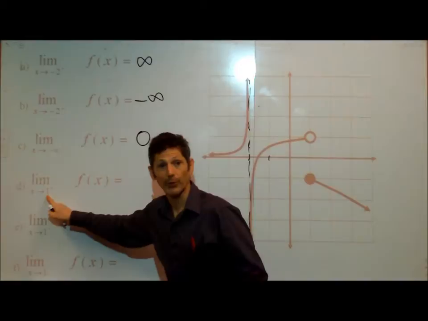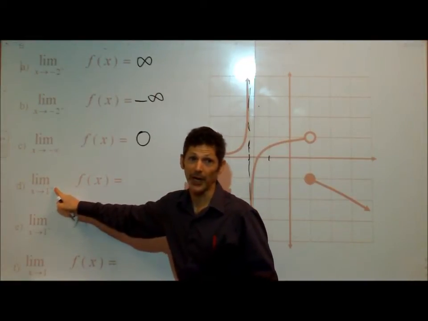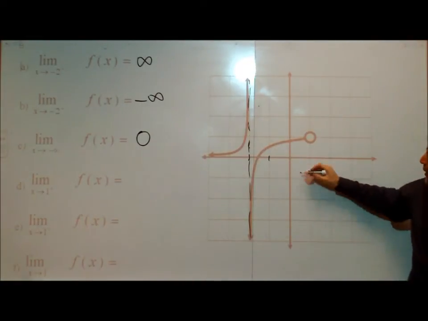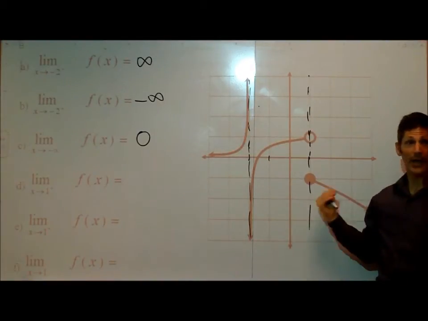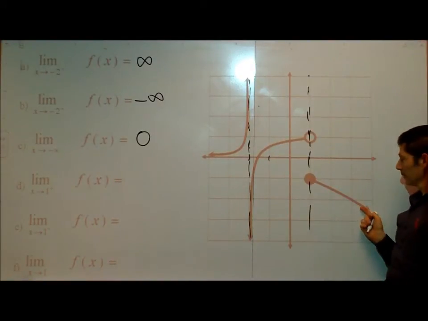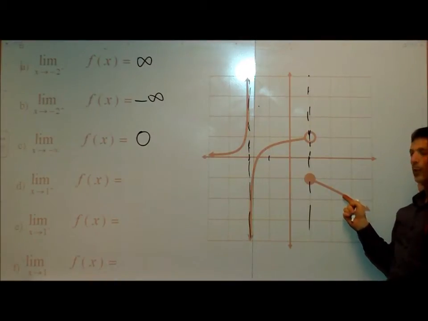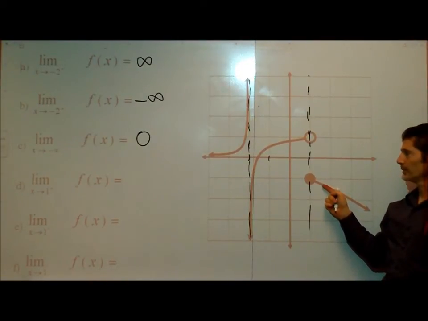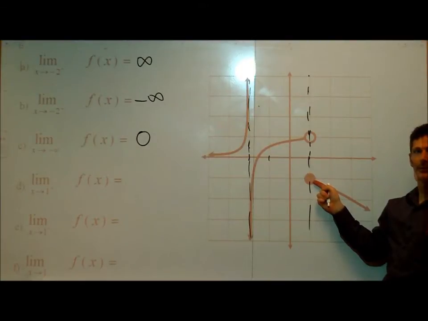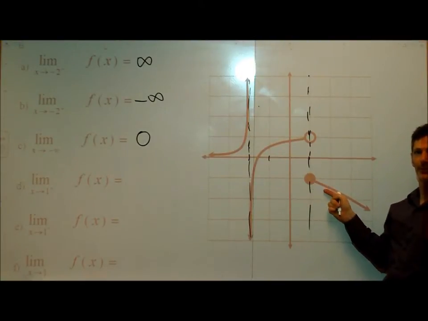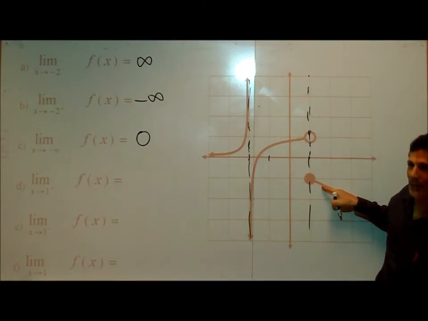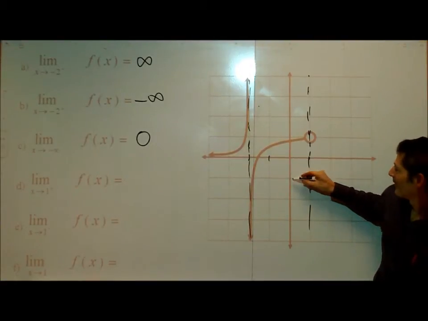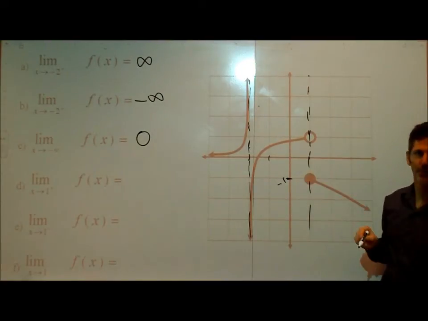Trying to get to the x value of 1, I'm coming from the positive side. So here I am, trying to get to the x value of 1, coming from the positive side. What y value am I approaching? As I approach this, what's my y value approaching? -1. Yeah, I'm approaching the y value of -1.